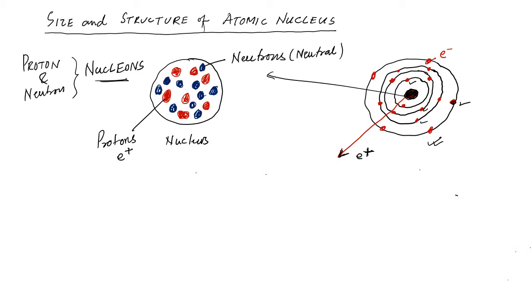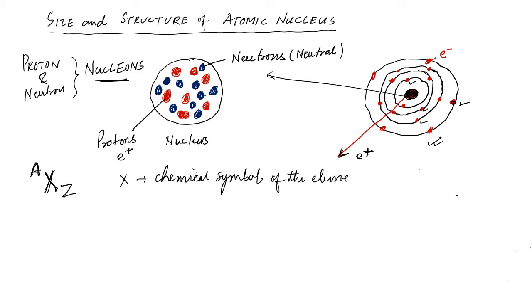Conventionally, you know that a nucleus is symbolized as A, Z, X. If this is my nucleus, this is how we represent any nucleus, where X is the chemical symbol of the element, and Z is the atomic number of the element.